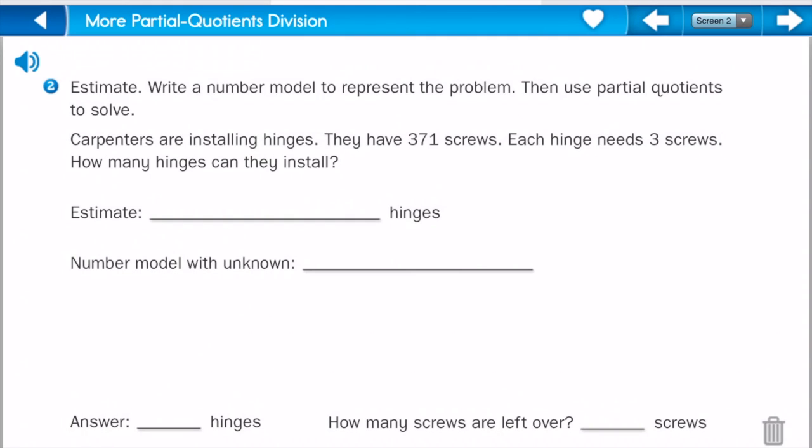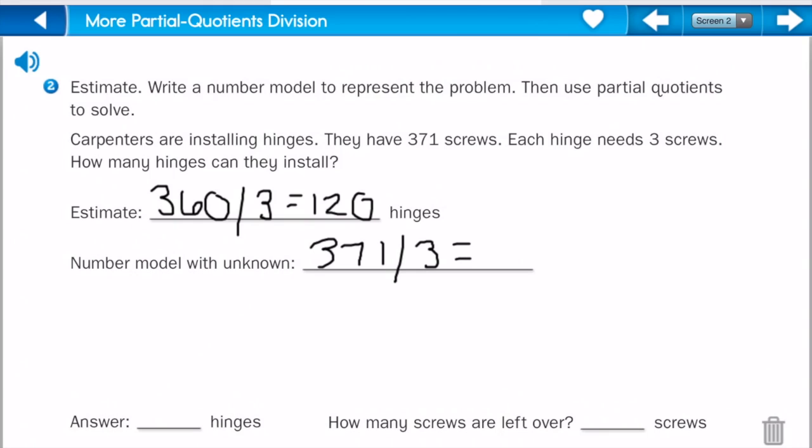All right, so now I need to do an estimate, something that I can do easily in my head. So I'm going to round 371 down to 360. And I'm still just going to divide it by 3, because I know that 3 can go into 36 12 times, and then I can just add my 0 to the end. Now, I need to write my actual number model with my unknown. So I'm going to take 371 and divide it by 3 to equal H for hinges.